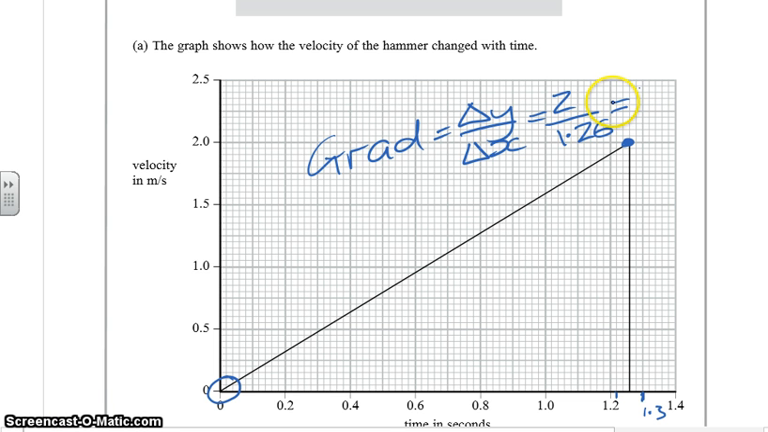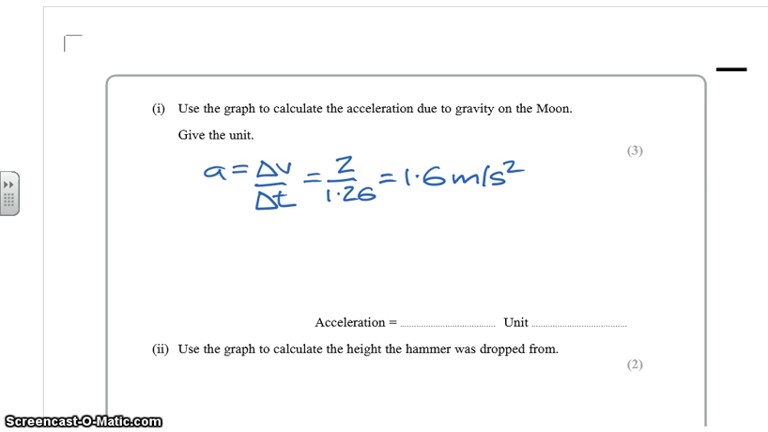Work that out on a calculator and we get the answer 1.6 units of acceleration, meters per second squared. So for a perfect answer, that's what your working out would look like in the space that they've provided.